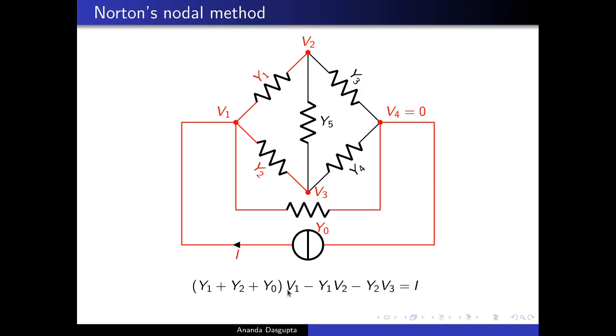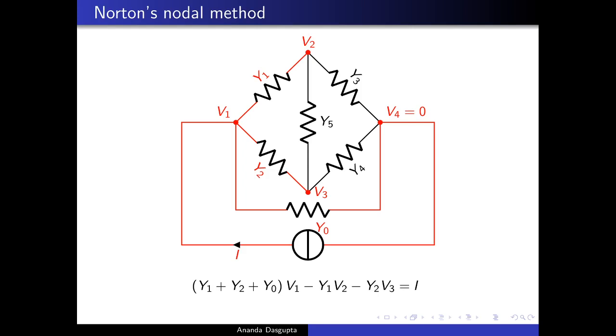Notice that this simply says this: take the voltage at the node which you are focusing on, multiply that by the sum of all the admittances which are joined to it. So this node has Y1, Y2 and Y0, these three admittances joined to it. So you get Y1 plus Y2 plus Y0 into V1. Subtract from this admittance times voltage for all other nodes which are joined to this node. So V2 is joined to this node, so is V3, so is V4 by the way, but V4 is 0, so that doesn't count. So minus Y1 V2 minus Y2 V3. So this stuff has to be equal to the net current going in due to any current sources.